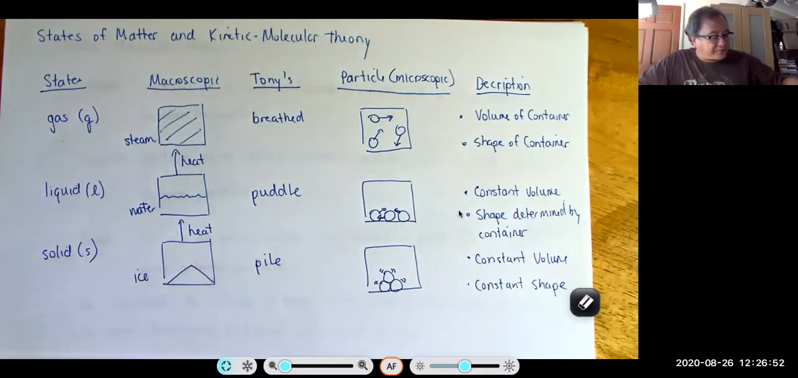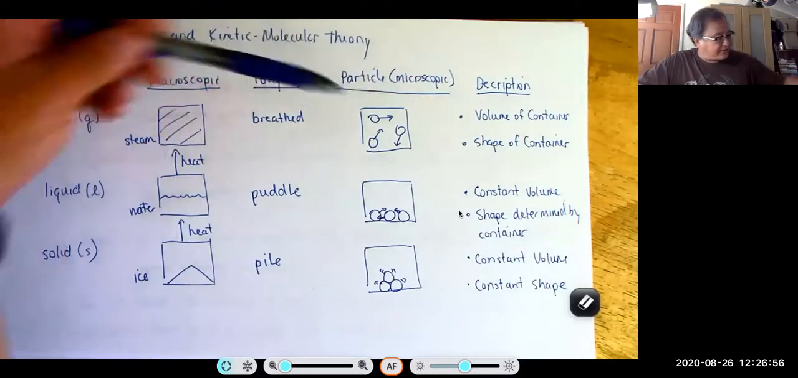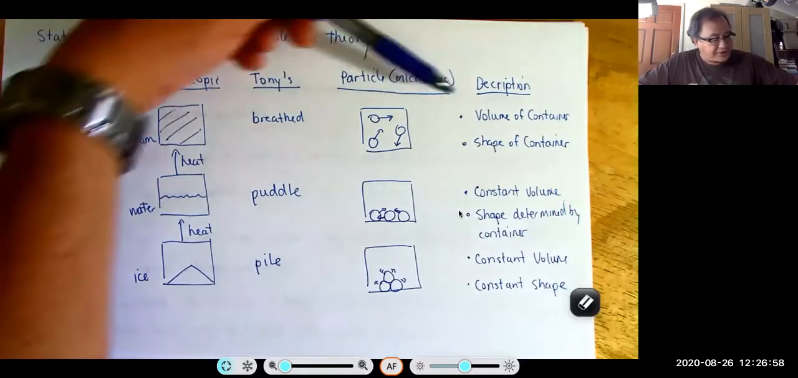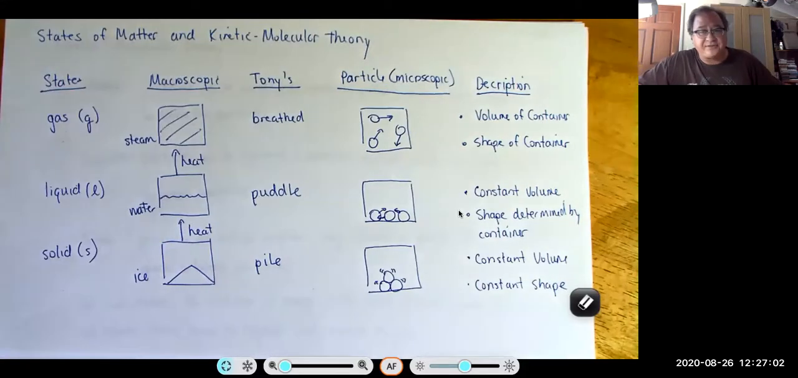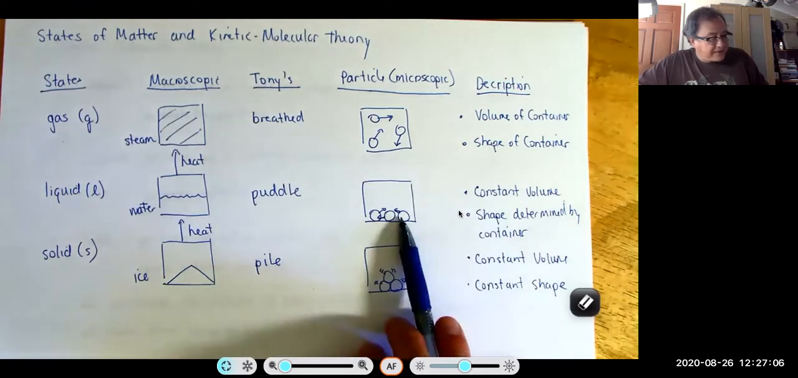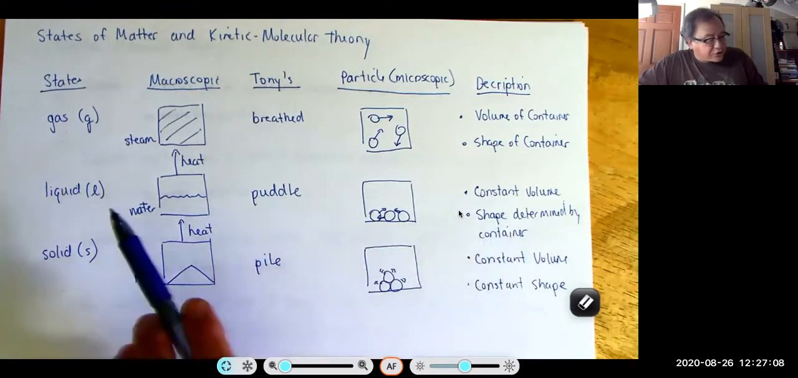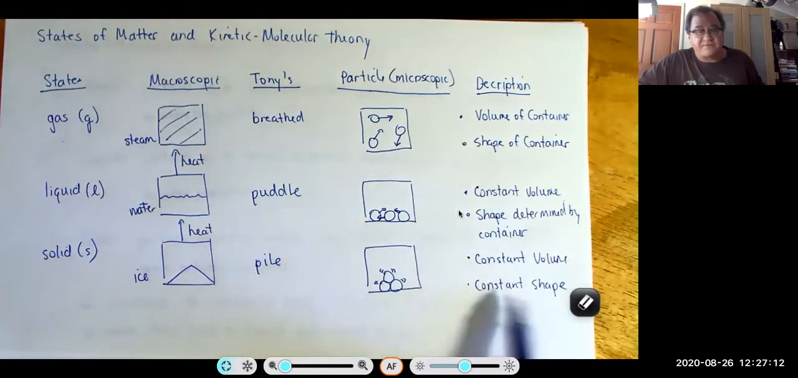And the description that we often give to these macroscopic things is: for the gas, the volume and shape are those of the container. For the liquid, we have a constant volume, and the shape of the liquid is determined by the container. And for the solid, we have a constant volume and constant shape.